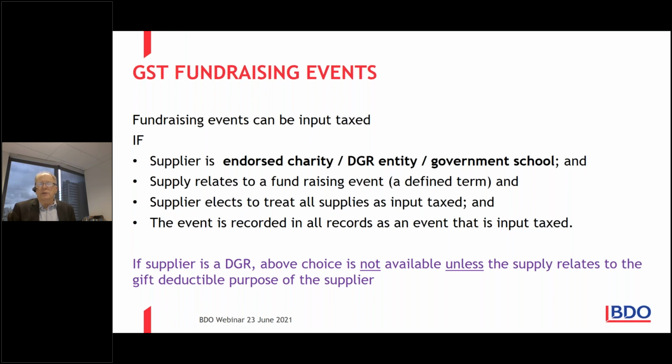The supplier, the school, the entity, the charity, the DGR, whatever, chooses to treat all supplies as input taxed for this event. So they've actually got to do that somewhere. You don't have to tell the tax office this, you just have it in your working papers, or as a decision of the committee, that might be the fundraising committee or the organising committee or the board, that says we note that for this particular performance, we have elected to treat it as a fundraising event and to treat it as input taxed. And then you need to ensure that in all the records that that is what it is.